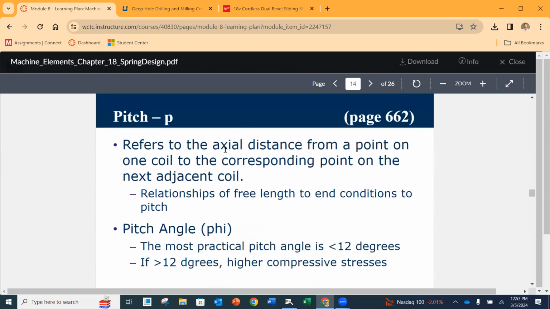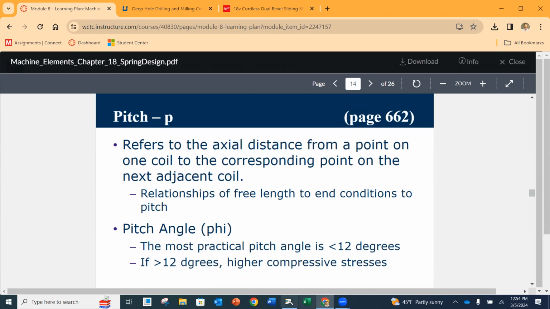The next characteristic here is going to be pitch. Pitch refers to the axial distance from one point on a coil to the corresponding same point on the next coil. Okay, so like I said earlier, it's going to be like the pitch that we see on a thread. So it's the relationship between the free length and the end conditions of the pitch.